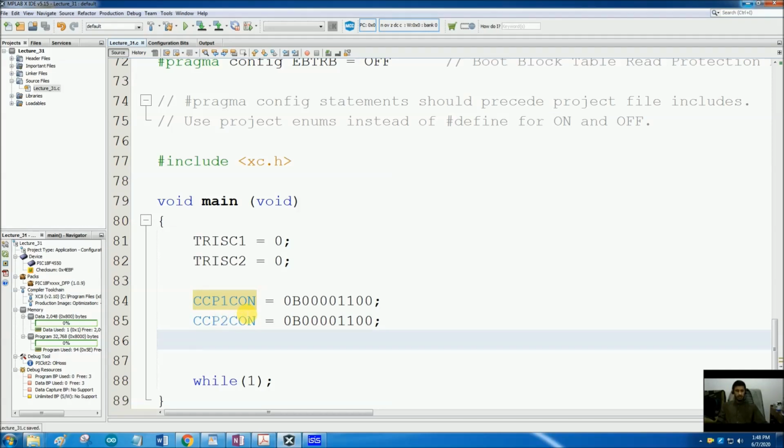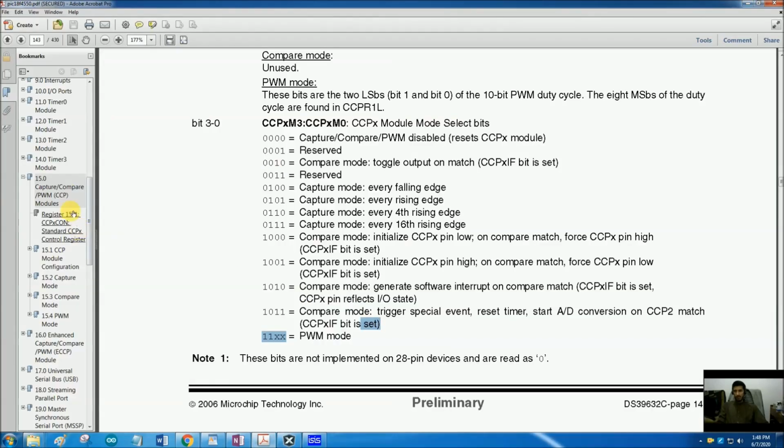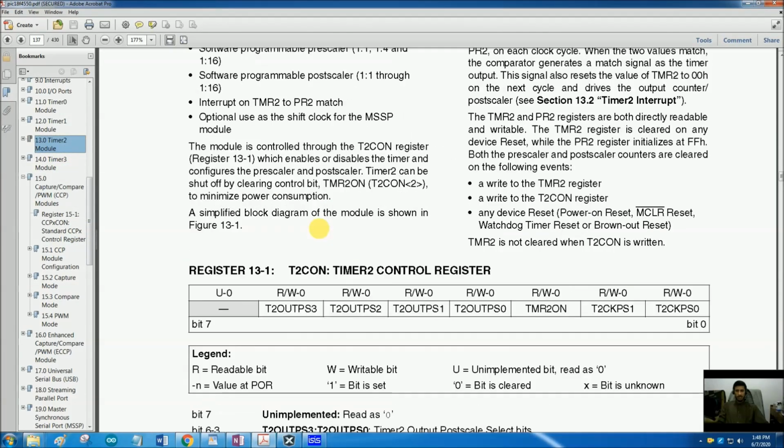Timer 2, because Timer 2 will be the peripheral that will be used in conjunction with the CCP module to generate these PWMs. The time period has to come from some timer source. So with what value do we want to load the T2CON register?